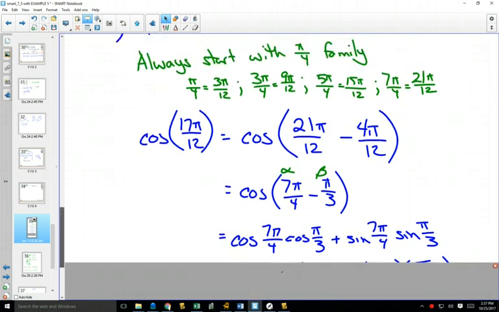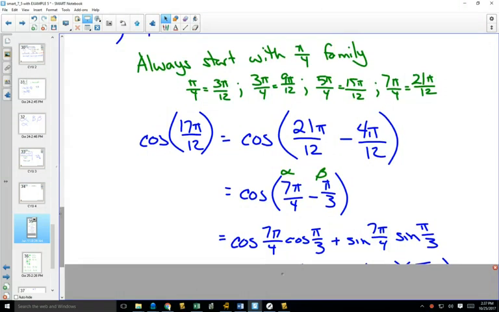Can I move it down, or is that too quick? Not yet?